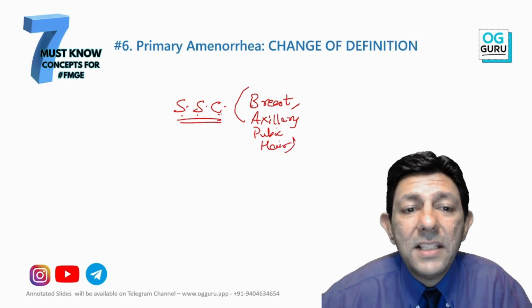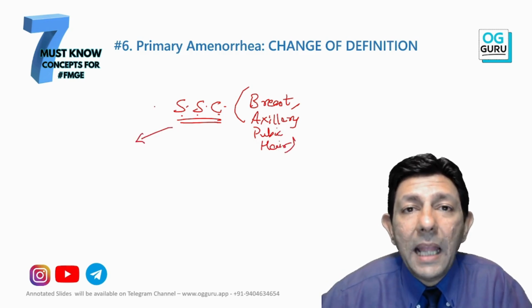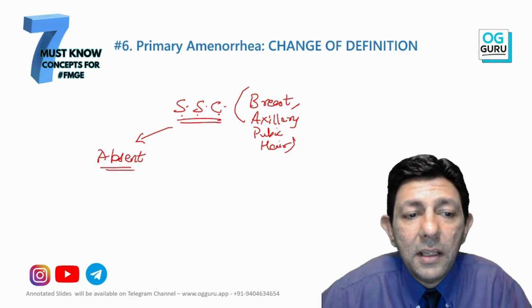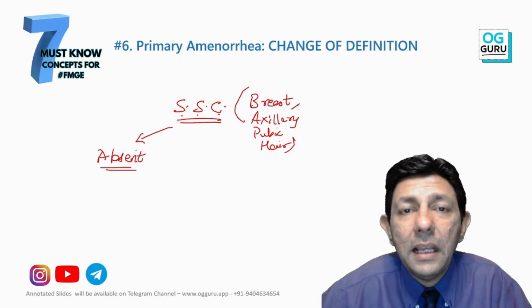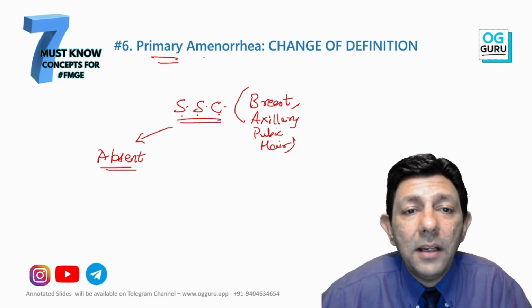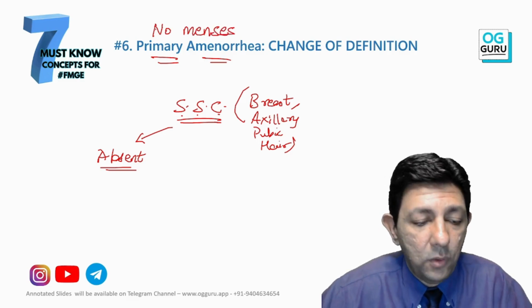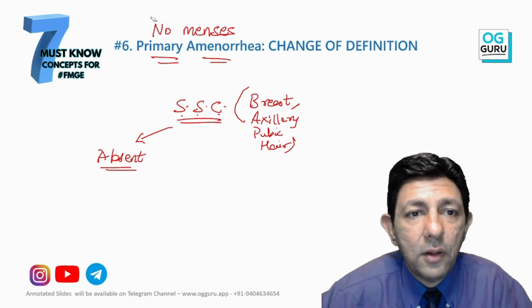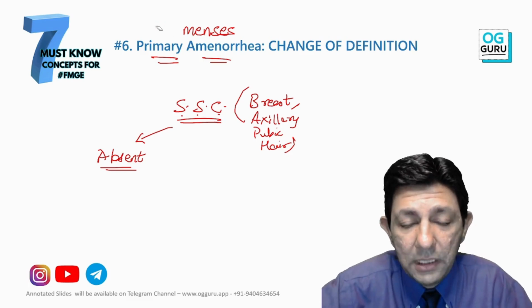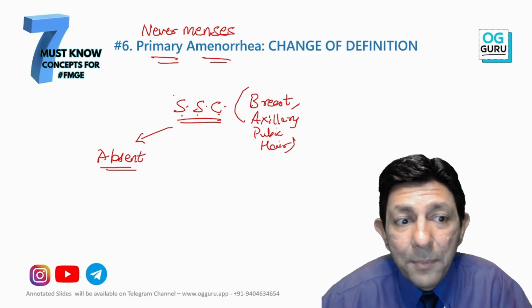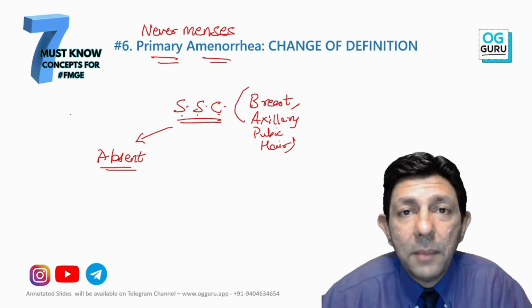That means the development of breast and axillary and pubic hair. Okay, so when I see a girl in the OPD, and if secondary sexual characters are absent, that means, sir, there is no breast development, there is no axillary or pubic hair, and if the girl has primary amenorrhea, meaning she has never got menses. Primary amenorrhea means the patient has never got menses, but till what age? That is the important point. So first I'm telling you the old definition.